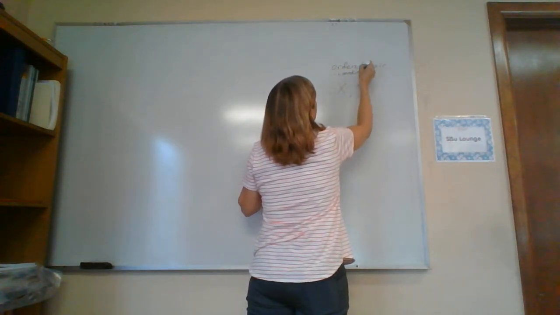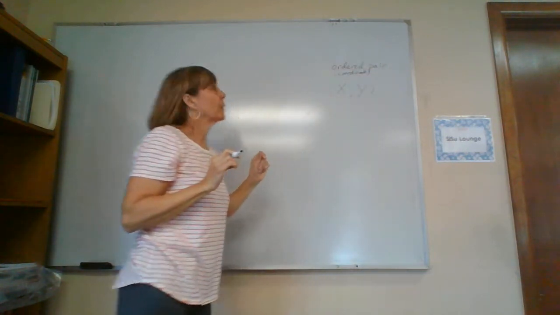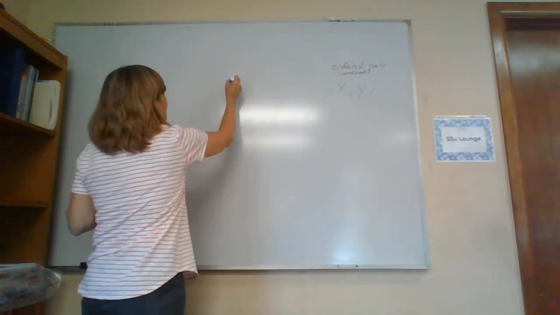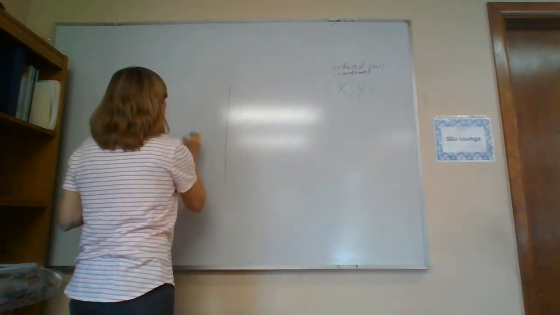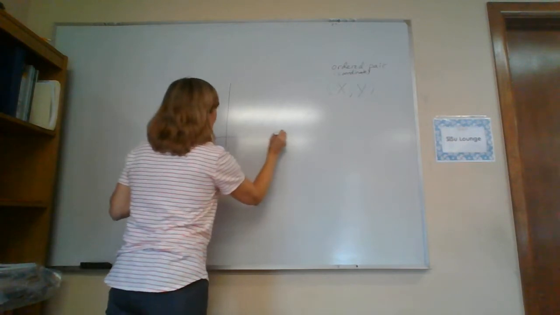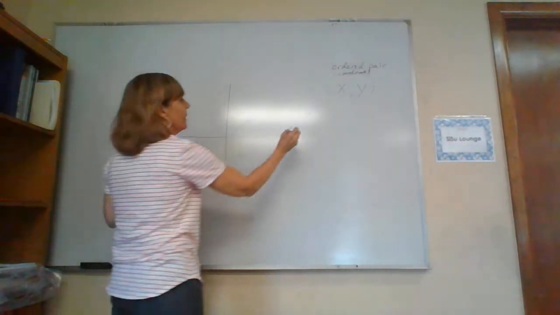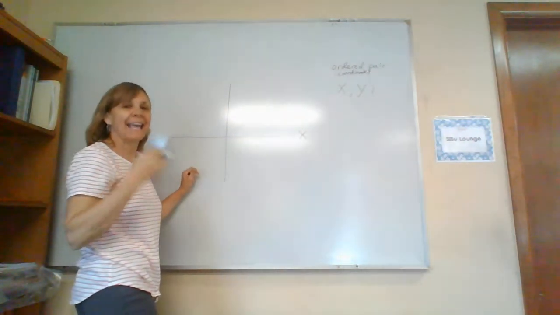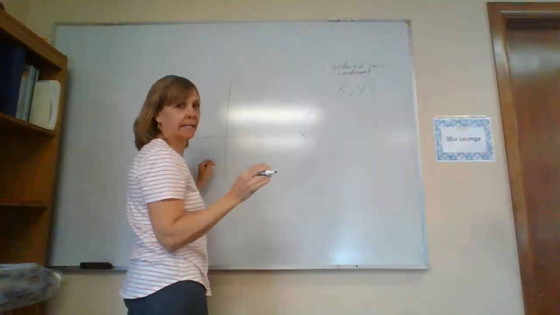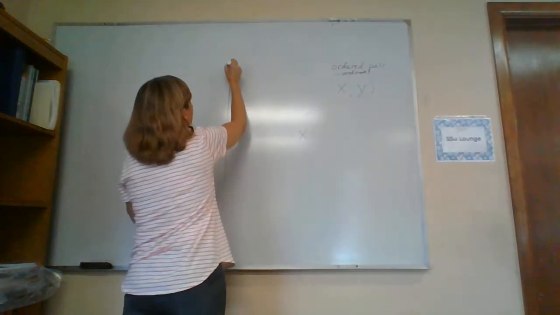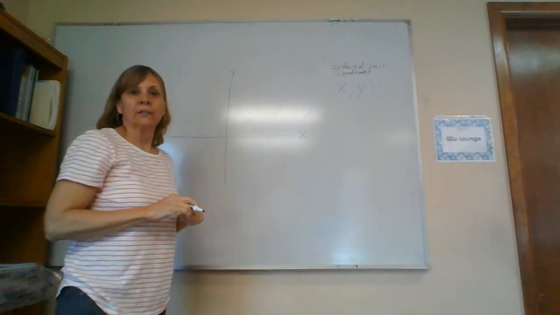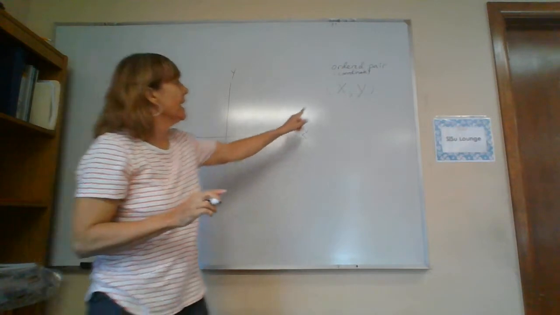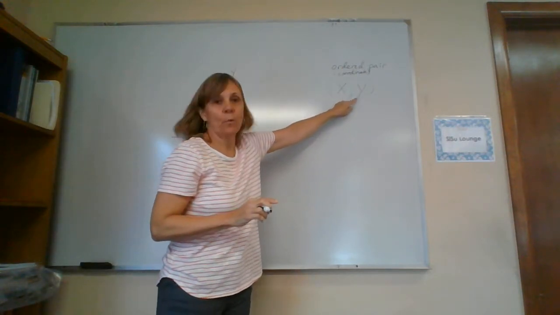C-O-O-R-D-I-N-A-T-E. So that's what I'm saying. X coordinate and Y coordinate. So those are the two coordinates. The other thing that's always the same when you see a graph, the horizontal line, the horizontal plane is always the X. It's called the X-axis, A-X-I-S. But that's always X, and that's always Y. So that's really important. Nail those facts down, that this is always X, this is always Y, and that an ordered pair is always X comma Y.